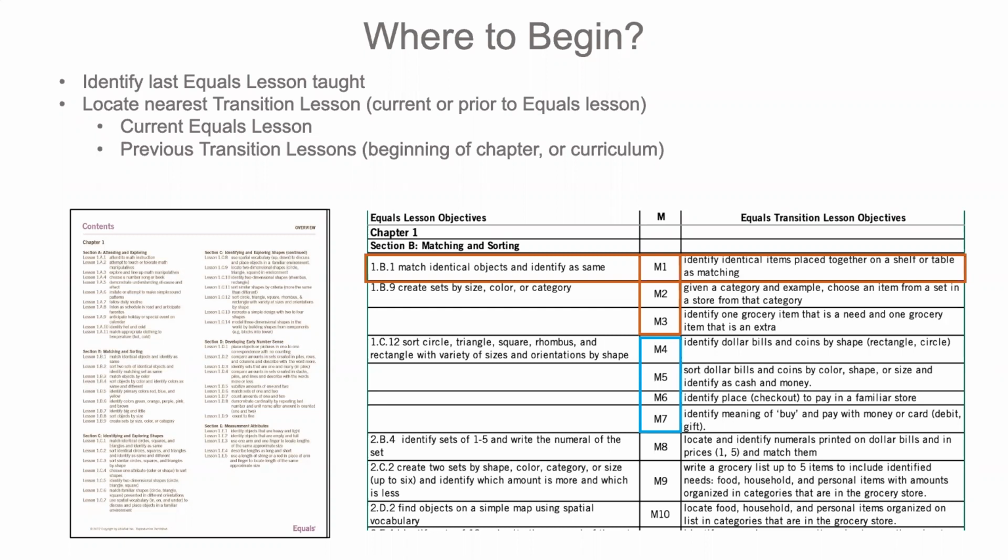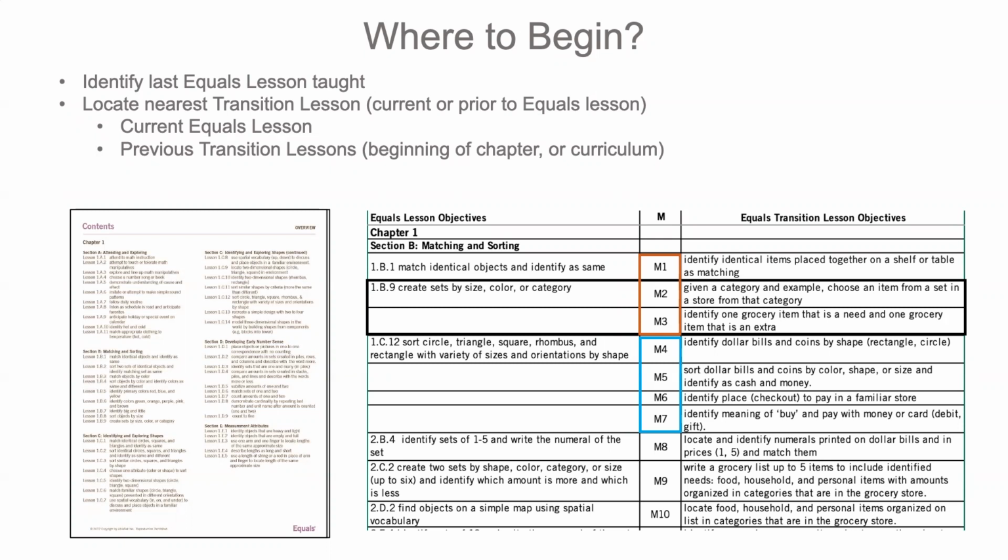In this example, I can see that the equals lesson 1B1 is the required prerequisite for the transition lesson M1 or Money 1. Now notice there is a gap between the transition lessons. The next equals lesson 1B9 has two transition lessons associated with it and must be taught prior to the transition lessons M2 and M3. That does mean that every lesson from 1B1 to 1B8 must also be taught, as those lessons too are considered prerequisites to 1B9 and the following transition lessons.